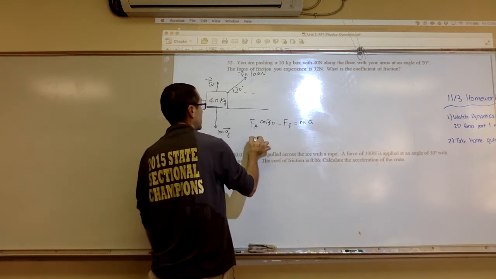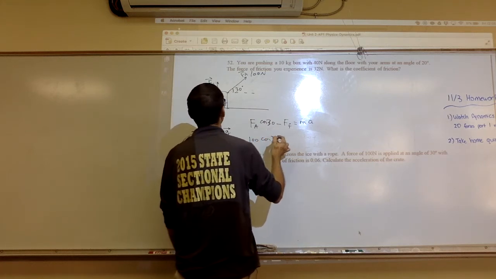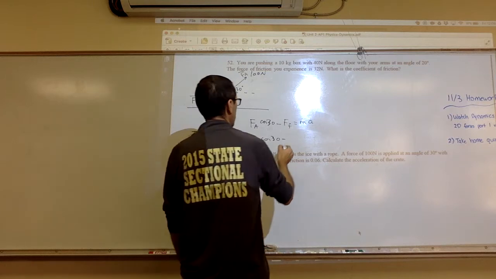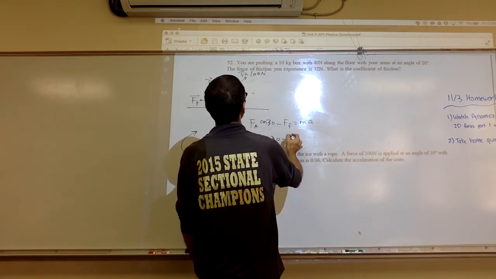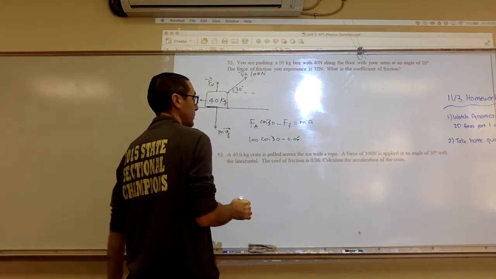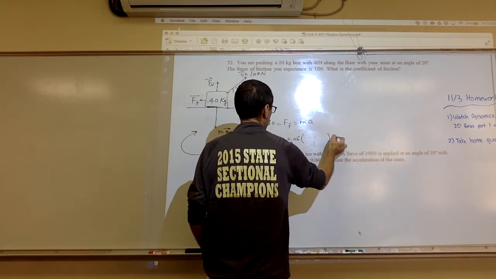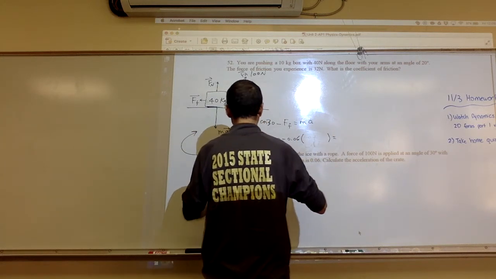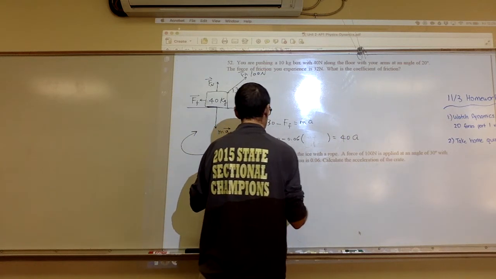Now this is 100 cosine of 30 minus Ff, which is mu. The mu is, oh, I'm looking at the wrong place. 0.06, okay, times Fn, which I don't have, so which means I have to go to the y direction and get it. The mass is 40 kilograms times the acceleration.